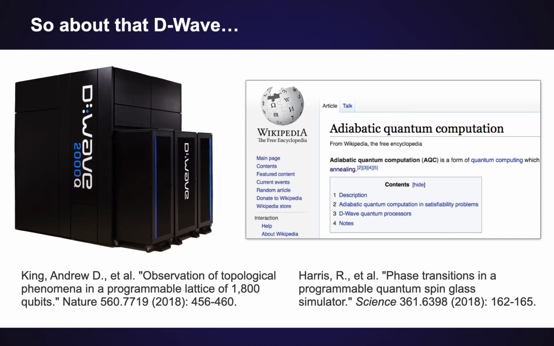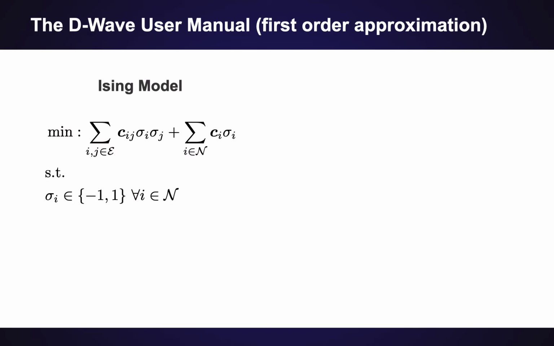Through two high-profile publications in 2018, it became clear that this hardware could be used for certain types of quantum simulation, but in this work we'll be viewing it as a black box that performs discrete optimization problems. When you open the D-Wave user manual, you'll learn a very simple first-order approximation of what this hardware can do. It minimizes a model called the Ising model, which is pictured here in this slide. You have decision variables that are -1 and 1, and a quadratic function of those variables, and your goal is to find the minimal assignment of the variables, or the optimal solution.